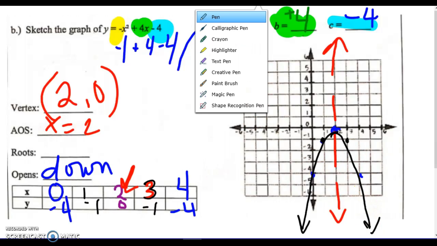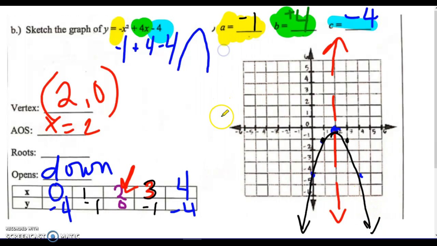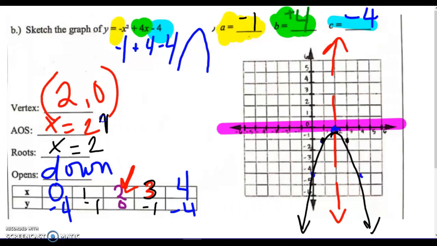The roots are always right where it crosses. The roots, the solutions, it's always where it crosses right here. So where does that happen? It only happens one time, and it happens when x is equal to 2. So in this case, the axis of symmetry and the roots are the same. The axis of symmetry is actually a line, and then the root is actually just a point. So that's the point 2, 0. There you go.